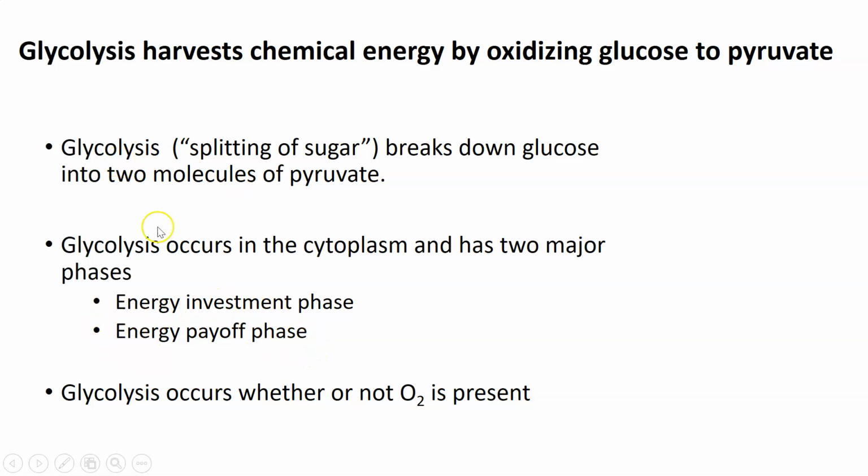So even in glycolysis, we can generate ATP. It's just that we invest 2 molecules of ATP and we get 4 out, so we get a net production of 2 ATP. Glycolysis occurs, like I said, whether or not oxygen is present, so we don't need oxygen for this part.